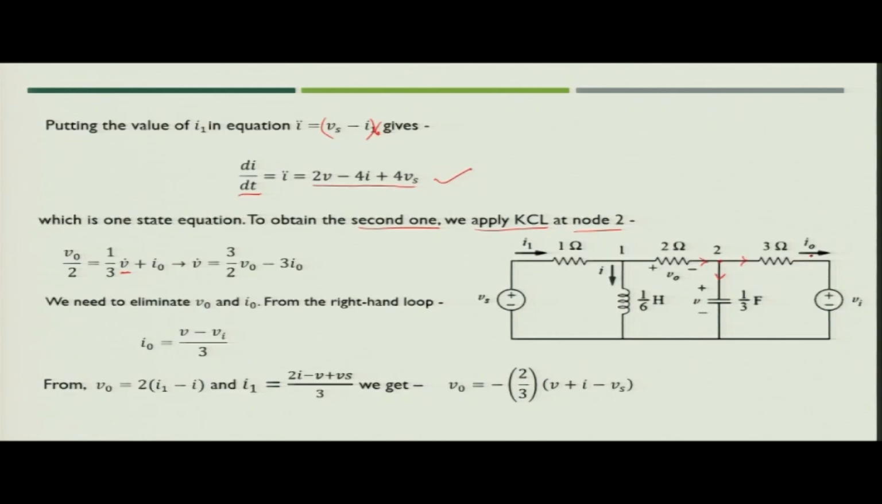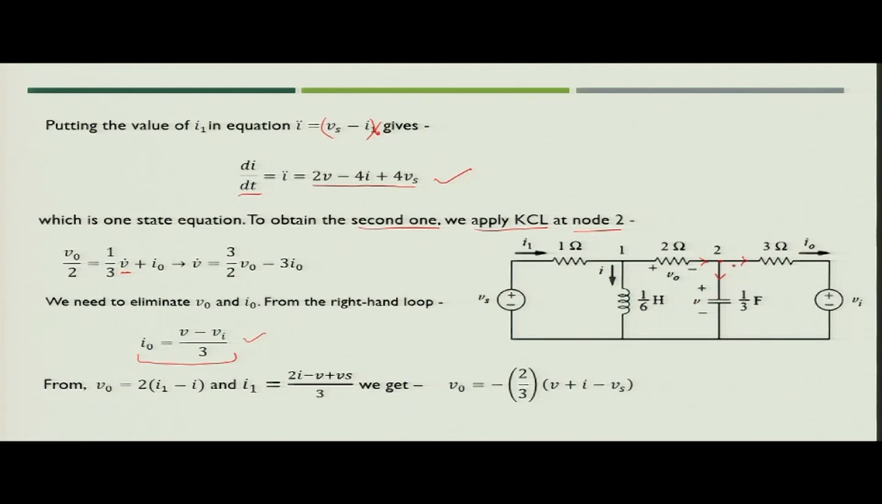Here again we have to eliminate V naught and I naught, because this is the state equation and V naught and I naught are the outputs. So, we need to replace V naught and I naught in the equation which we have, V dot equal to 3 by 2 V naught minus 3 I naught. Now, to eliminate, what will we do? We get from the right hand loop I naught, we know that the voltage across the capacitor is V. So, what we can write? V minus V I by 3 is equal to I naught.